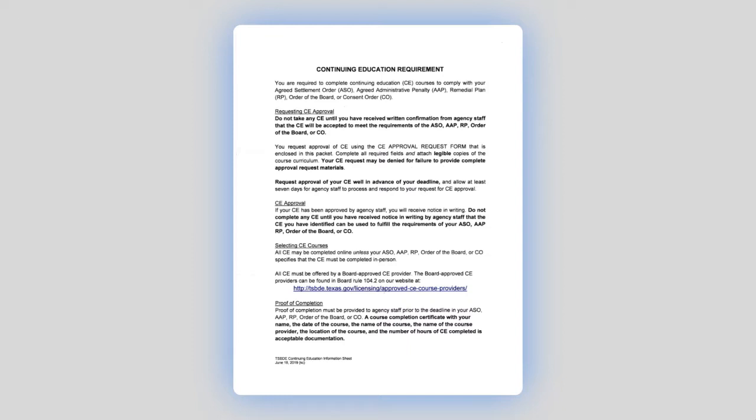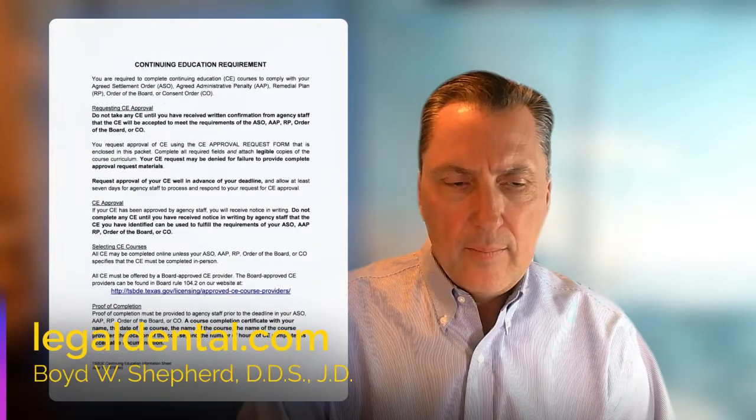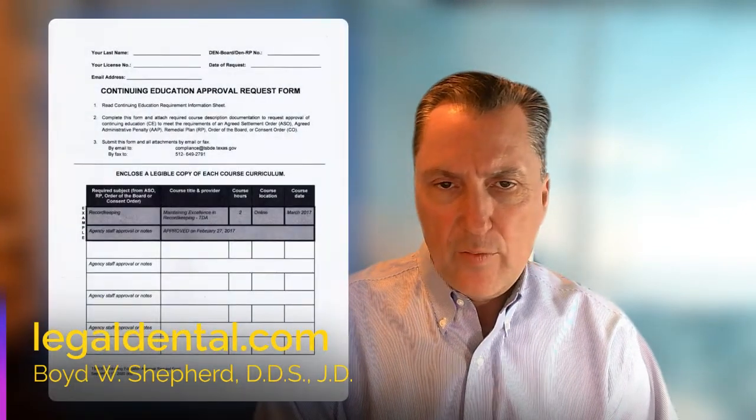There is a link to approved providers provided, and there are also instructions at the very bottom of what they are looking for with respect to proof of completion. As far as the approval request form is concerned, this is the approval request form.